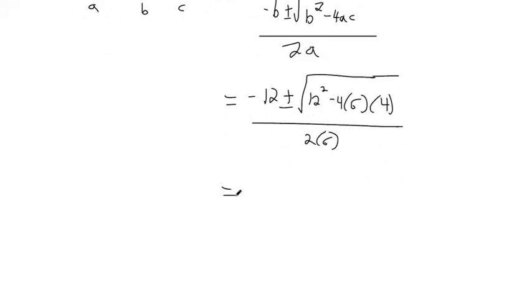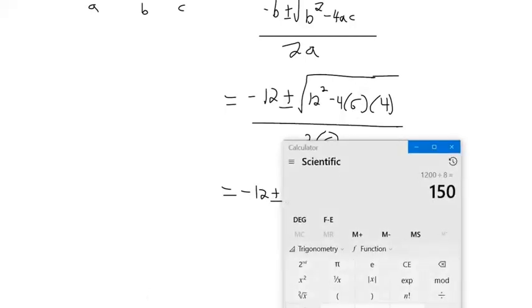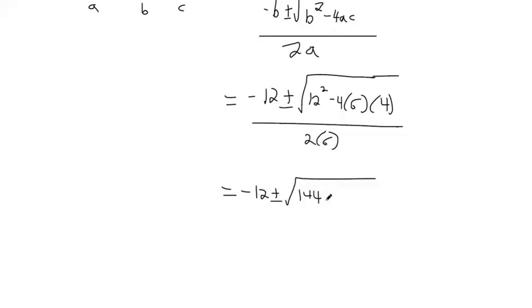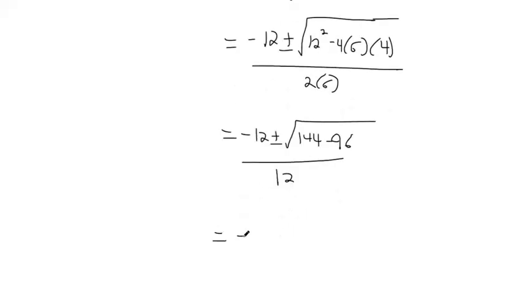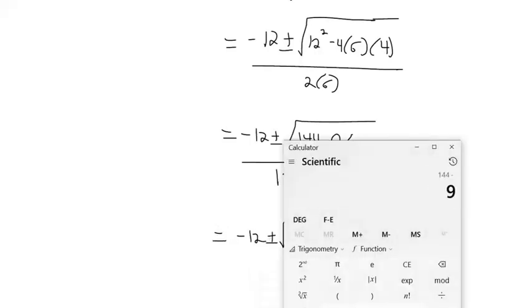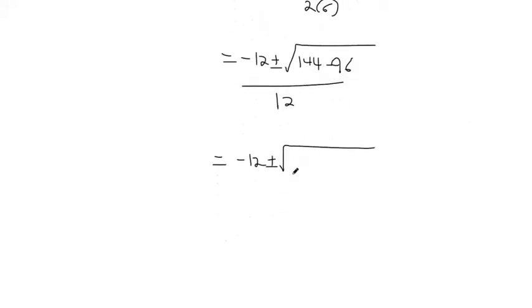And then simplifying, that's 144, and then 6 times 4 times 4, that's 96, over 12 in the denominator, and then we can keep simplifying. So 144 minus 96, it's 48.